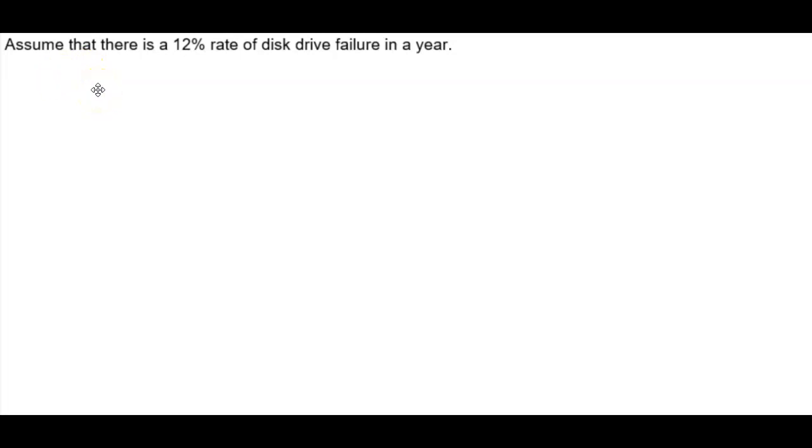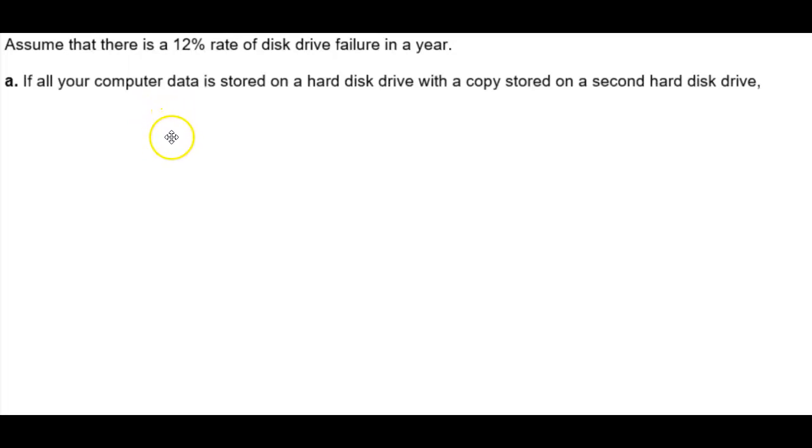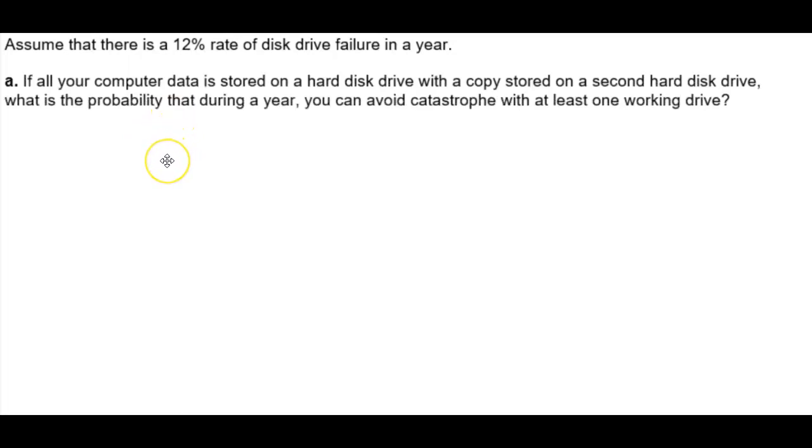Assume that there is a 12% rate of disk drive failure in a year. In part A, if all your computer data is stored on a hard disk drive with a copy stored on a second hard disk drive, what is the probability that during a year you can avoid catastrophe with at least one working drive?